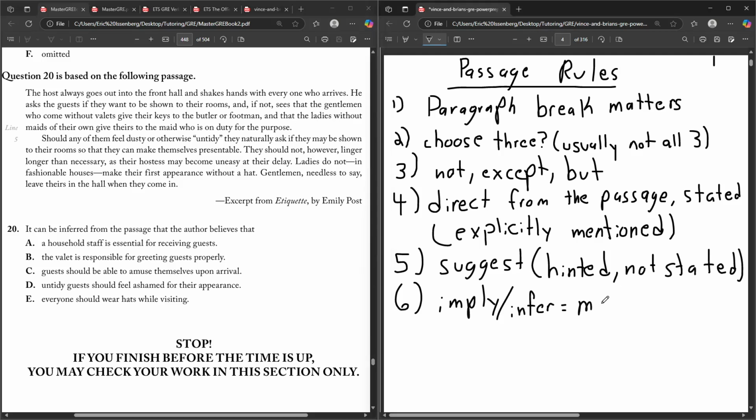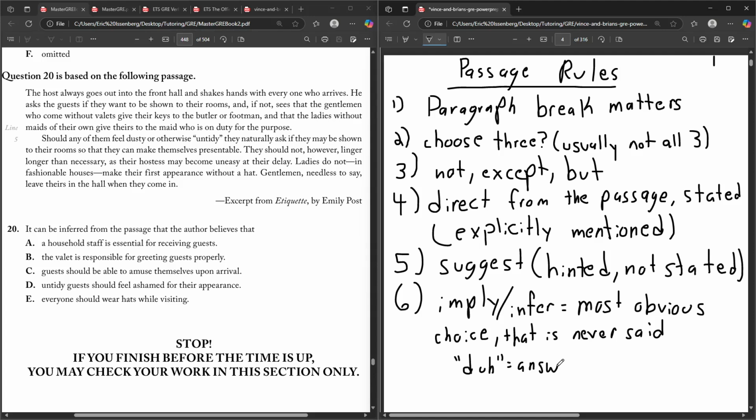So it tends to be the most obvious answer. Most obvious choice that is never stated or never said. I almost joke to everyone I teach that this is like the duh answer. So it doesn't matter how silly the answer sounds. Honestly, the sillier the better, because if it sounds super obvious, that's the right answer. Okay? So let's try out number 20 here. This is an imply and infer question. If it says either imply or infer, you know it's this style of question.